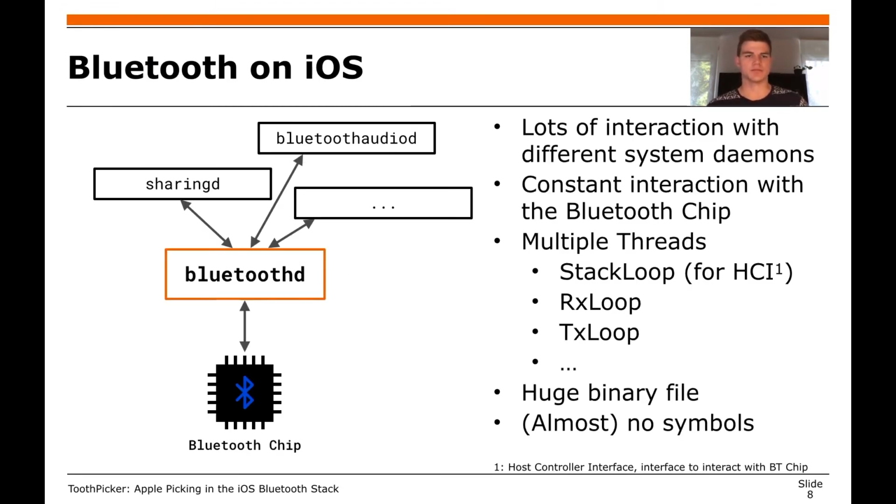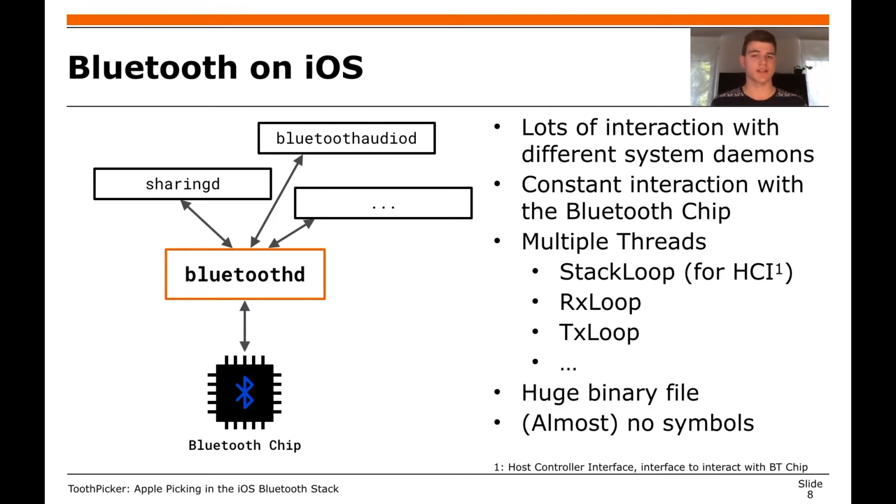So, bluetoothd is a rather complex piece of software. Firstly, there's lots of interaction with other system daemons, for example, sharingd, bluetoothaudiod, wifid, and quite a few others. And also there's a constant interaction with the Bluetooth chip. So the Bluetooth daemon always has to communicate with the Bluetooth chip all the time.